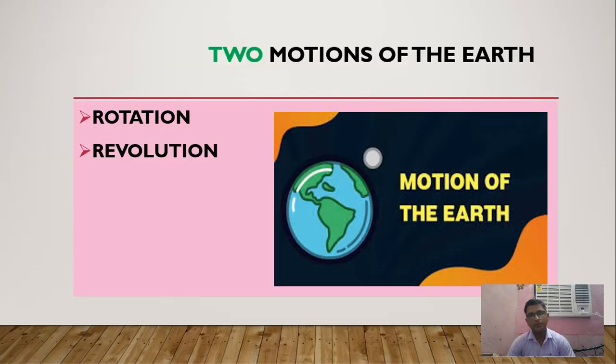So, two motions of the earth. There are two types according to which our earth moves. Number one is rotation and another one is revolution. So there are two ways according to which our earth moves. One by one we will read about rotation, then about revolution.